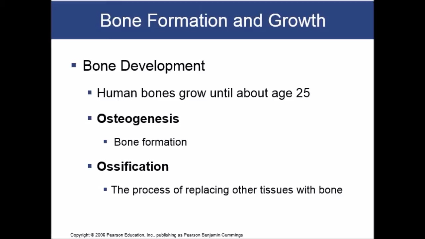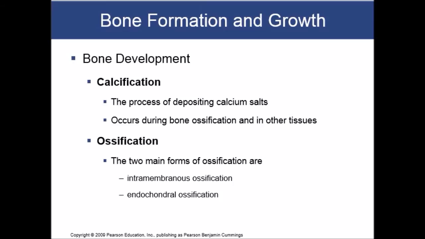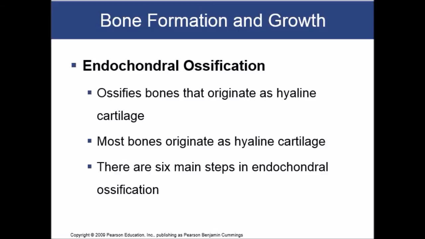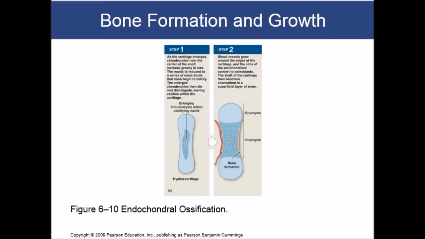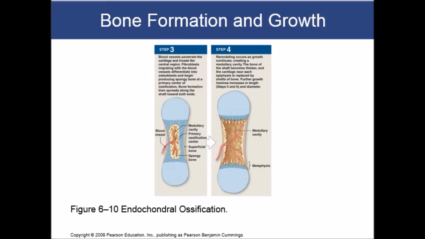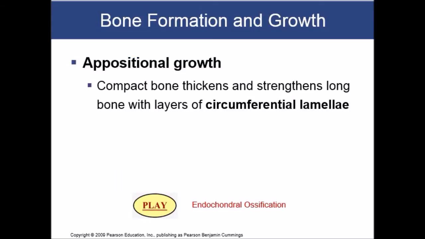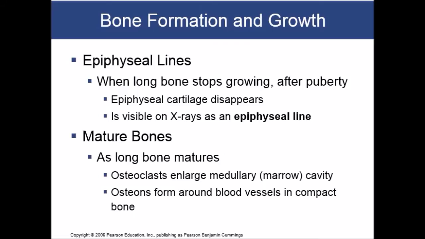What's the difference between osteogenesis and ossification? This is different. Osteogenesis is bone formation; ossification is when you replace one type of tissue with another type of tissue. Calcification versus ossification. And endochondral ossification versus membranous ossification. It's important to remember what type of cartilage here, and just the main steps. Not many details needed, like how does it start and grow. So just the main steps. That's appositional growth, which is becoming thicker and stronger, basically. What's the difference between epiphyseal cartilage and epiphyseal line?